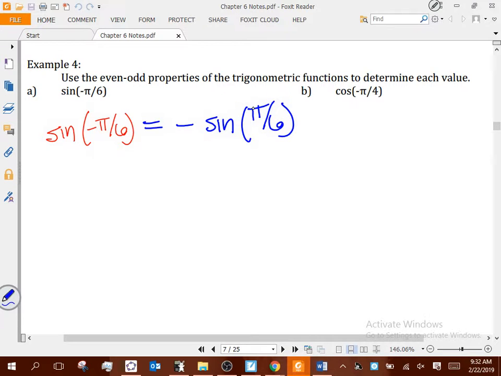And now the hope is that we know what the first quadrant looks like, and we know what the sine of pi over 6 is. What's the sine of pi over 6? 1/2. The y value for pi over 6 is 1/2, and if I negate that, I get negative 1/2, right? So if you were typing in your calculator sine of negative pi over 6, make sure you're in radians, it's going to spit back negative 1/2 to you.